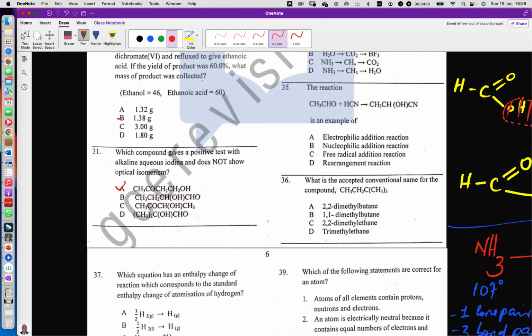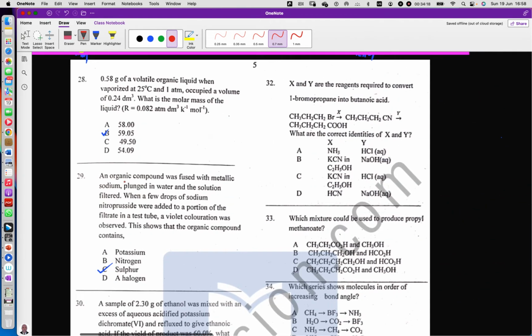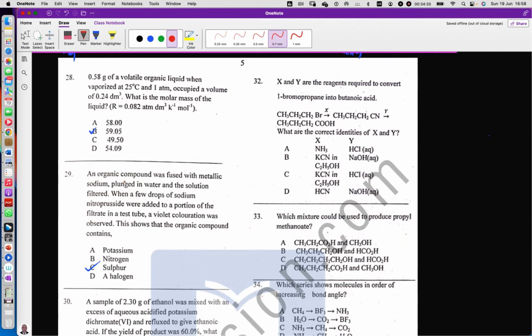Let's go to question number 32. What is question number 32 telling us? It is telling us that X and Y are the reagents required to convert 1-bromopropane into butanoic acid.